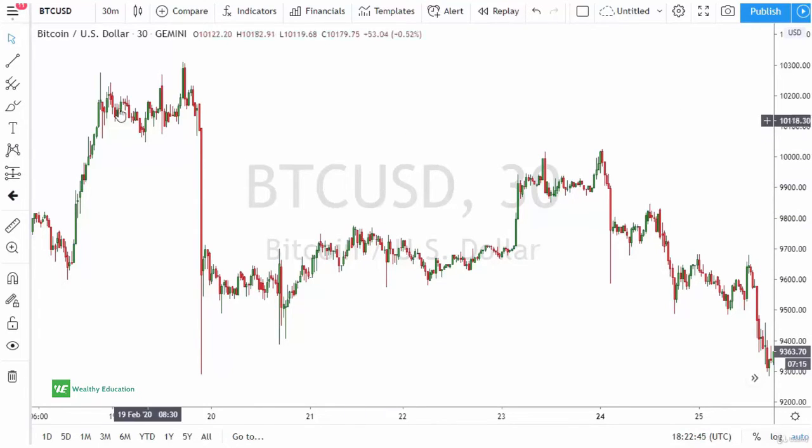You'll see them all the time. It's very common. But in Bitcoin here on the half-hour chart, you can see that we made a top here. We pulled back, we made a top here, and then we fell. So that is a double top.